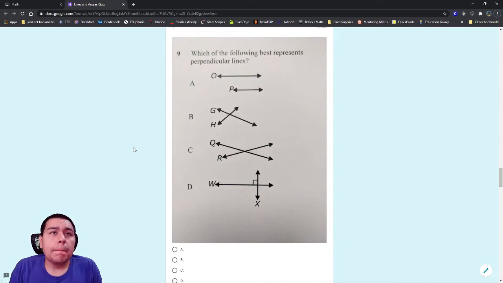Question 9. Which of the following best represents perpendicular lines? A has lines O and P. B has lines G and H. C has lines Q and R. D has lines W and X. Which of the following best represents perpendicular lines?